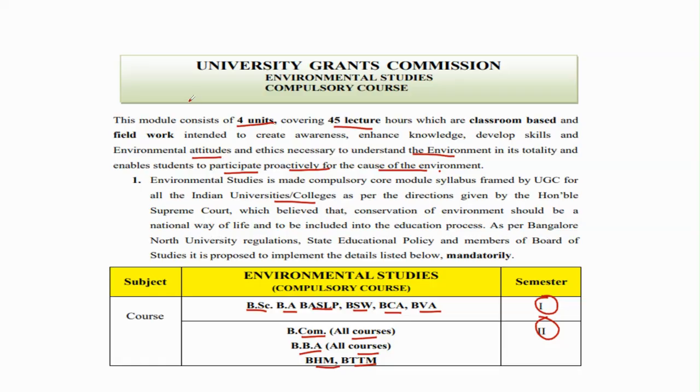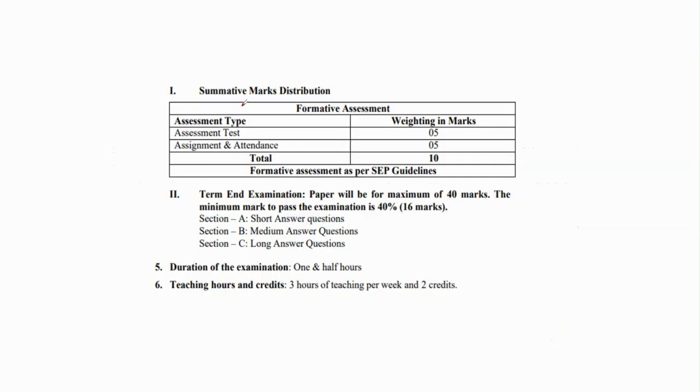Here, the marks distribution is given as the weightage. You will have an assignment test for 5 marks, and assignment and attendance for 5 marks, so the internal marks total 10 marks, and the remaining will be the term-end examination paper of 40 marks. The minimum pass marks will be 40%.